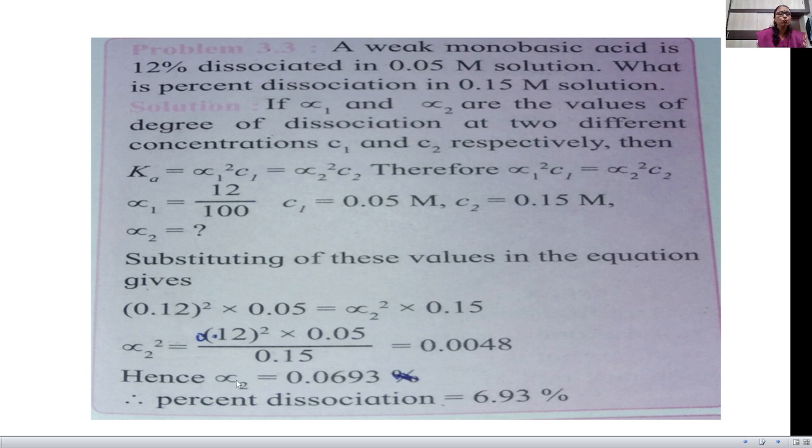Therefore alpha 2 equal to square root of this 0.0048, and the square root comes here to 0.0693. Here the percentage sign is not there. Hence alpha 2 equal to 0.0693. If you have to calculate percentage, then multiply it by 100.